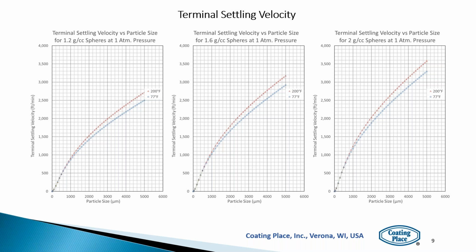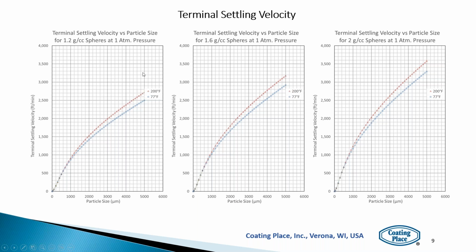Now I prepared here 3 graphs looking at the terminal settling velocity for spheres with varying specific gravity. So on the left, we're looking at 1.2 gram per cc for the spheres. Center one is 1.6, and the right one is 2 grams per cc. I also did 2 different temperatures to show temperature's effect on it. But basically, this information tells you what airflow you need to suspend particles.